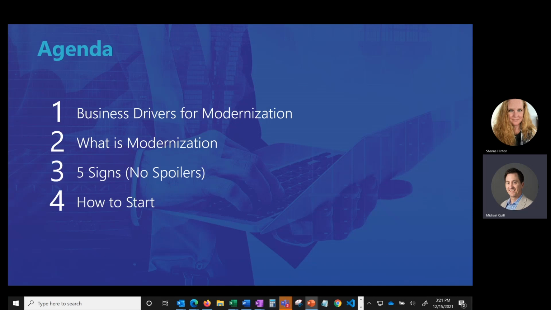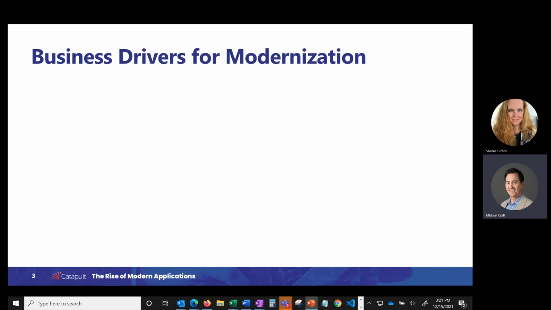And then finally, how do you get started? This can be daunting for many of our customers. There's so many things that can be done. You get yourself in a situation where you don't know how to make that first step. And so I'll give you an example of how we help some of our customers through this modernization journey. So with that, let's just dive in.